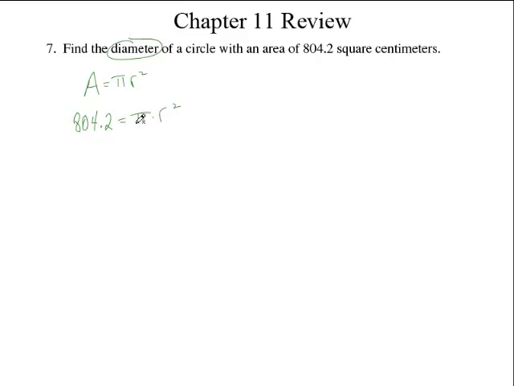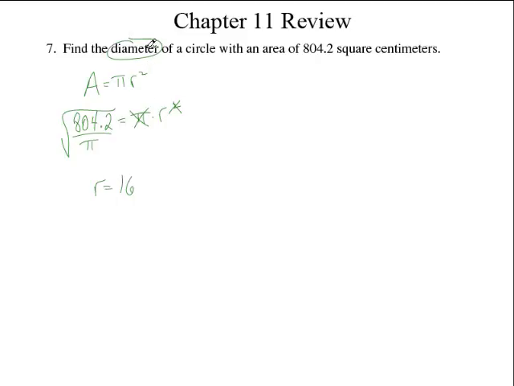So what do we have to do? We got to get r by itself. So divide both sides by pi. That gets rid of this, and then take the square root of both sides. So we're going to chuck all that into our calculator and use the pi button on the calculator, and you get 16. So you get the radius is 16.